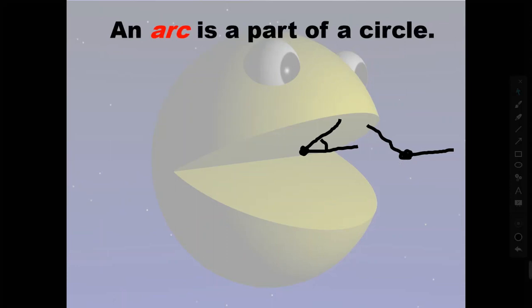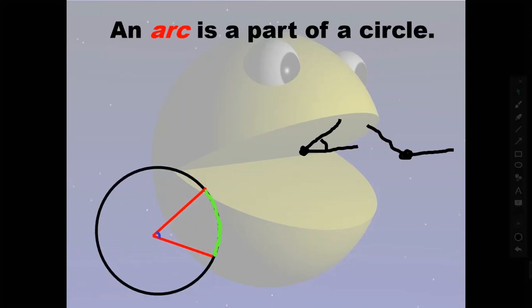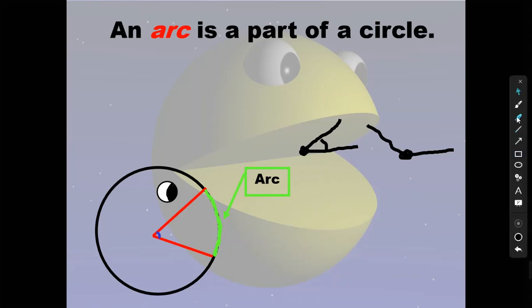An arc is a part of the circle. So, for example, we can see this little central angle here, the red one. The vertex is the center of the circle, and this arc is a part of the circle. You see, this is the circle, and this arc is part of it. So we call this an arc of this central angle.